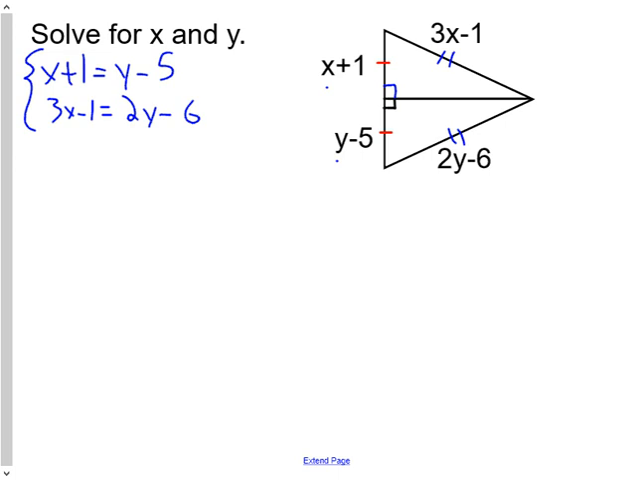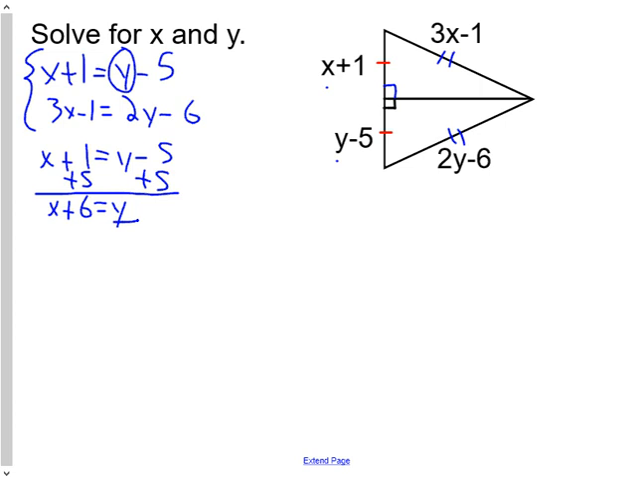Now, the easiest way to solve this is generally to pick a variable and solve for that variable. For example, solving for y in the top equation just involves adding 5 to both sides. x plus 6 equals y. Now that we have y equals x plus 6, this same y in the second equation has to also equal x plus 6. So when I substitute where this y is, I get 3x minus 1, the left side of the equation stays the same, equals 2.